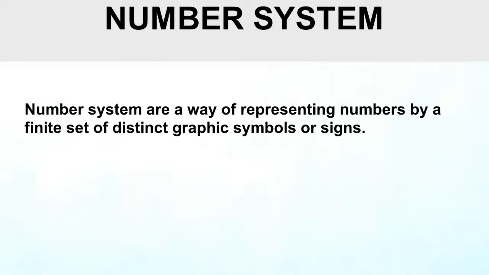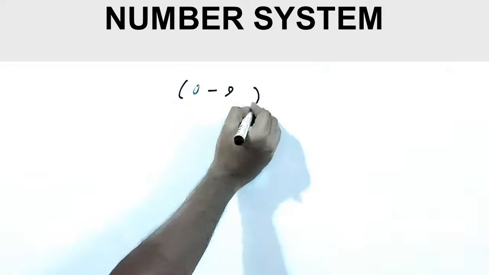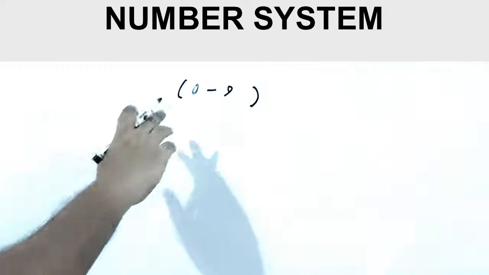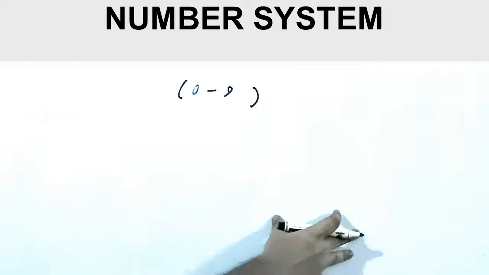So as per the definition given in the book, number systems are the way of representing numbers by a finite set of distinct graphical symbols or signs. जैसे कि हमारे decimal number system में, why is it known as decimal number system? Because it has 10 numbers starting from 0 to 9. So total there are 10 numbers, and using these 10 numbers we actually represent all the numbers in our decimal system.